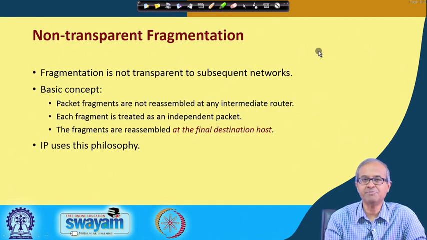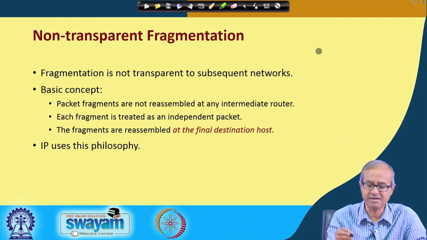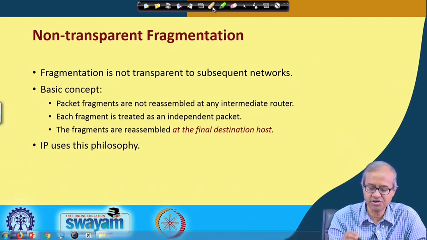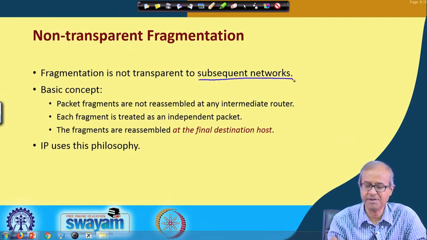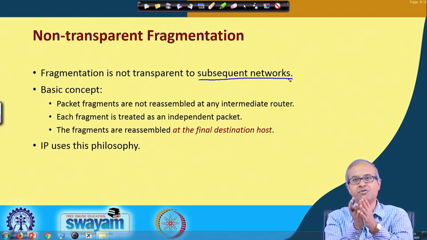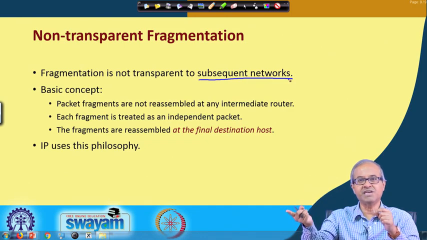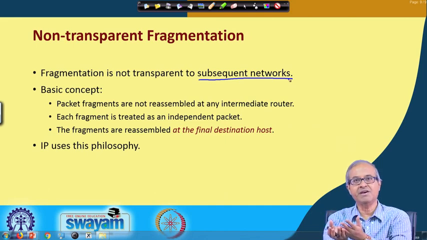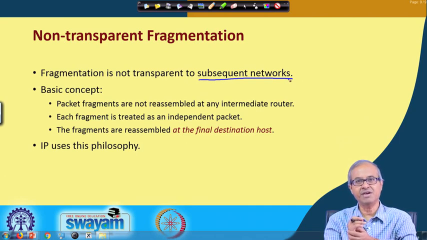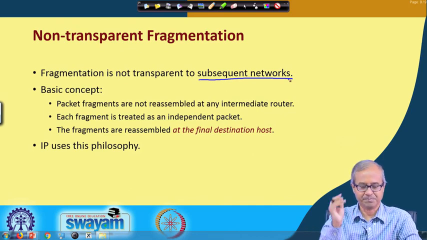Now, coming to non-transparent fragmentation, this is what the IP protocol follows. Here the fragmentation is not transparent to the subsequent networks. The subsequent network will know that fragmentation has taken place. Suppose a router divides a packet into 4 fragments. All those 4 fragments will go to the next network as separate packets. So, the subsequent networks will be receiving all these 4 smaller packets as independent separate packets. Okay. So, there is no reassembly done in the intermediate stages.